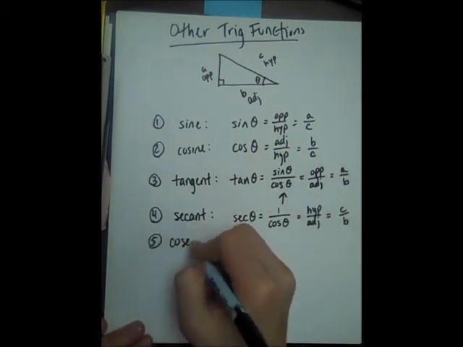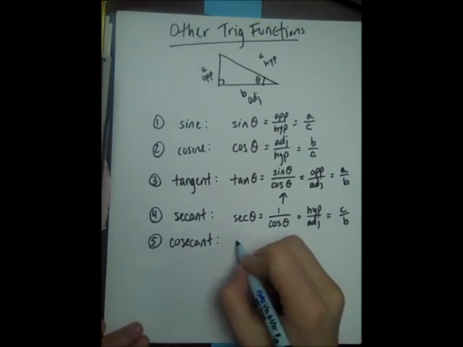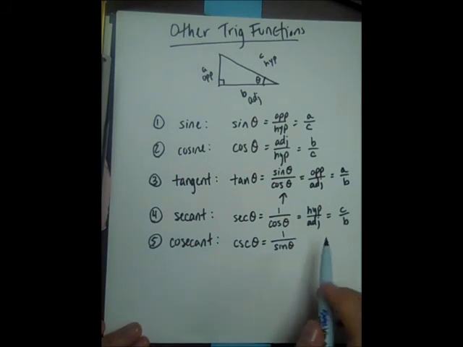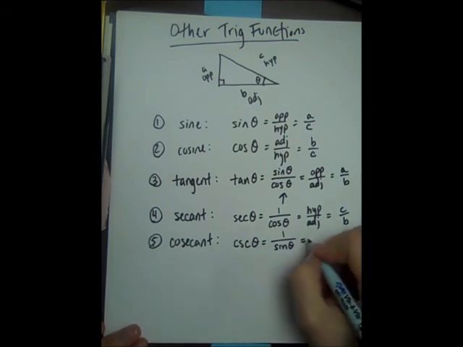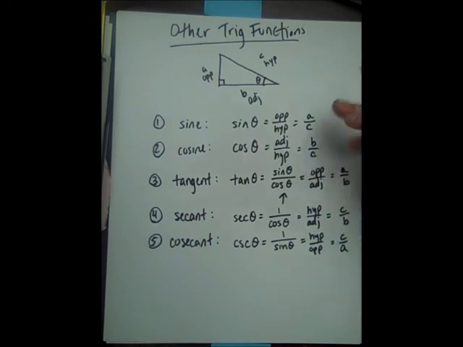Next I have cosecant. You would think cosecant would match up with cosine because they both start with co, but that's not true. Cosecant of an angle is 1 over sine of that angle. Just like secant was the reciprocal of cosine, cosecant is the reciprocal of sine. So the reciprocal of sine is hypotenuse over opposite, which is C over A. So if you know sine of an angle, you can figure out cosecant of an angle just by flipping the fraction.